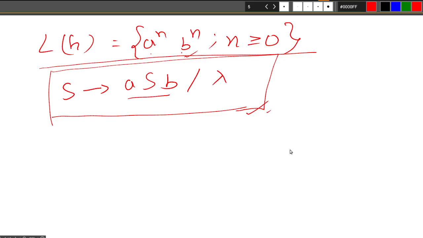Sabir Khan, can you tell me which type of grammar it is? Sir, it is type zero. It's not a regular grammar because automation is not finite. It is type zero because it's unrestricted.